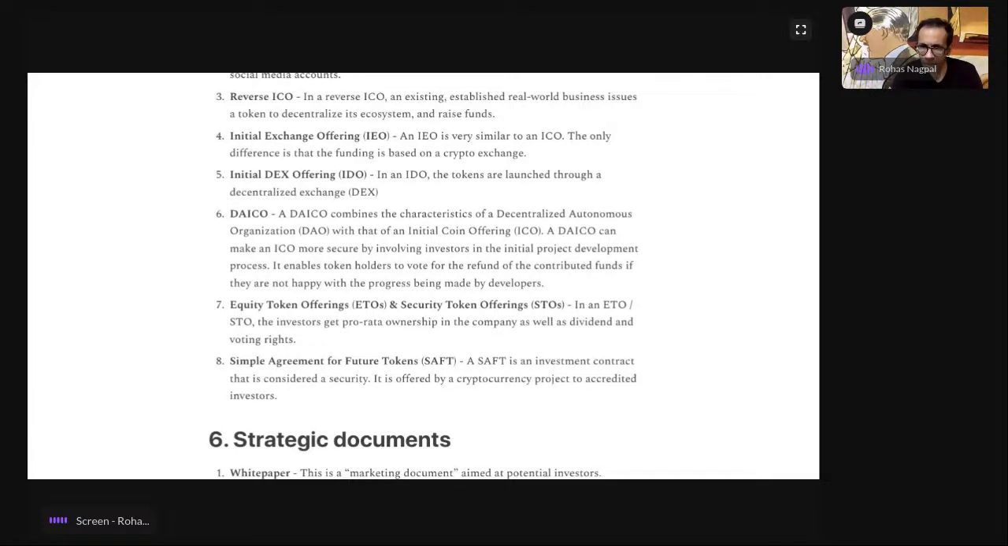Yuganka's question: are reverse ICOs doing the same role as bonds? No. Bonds are debt instruments where you have to return the money and pay interest. In the crypto world, we don't pay interest or return the money. That doesn't fit in. And the question from Srikanth: what is a decentralized and centralized exchange?